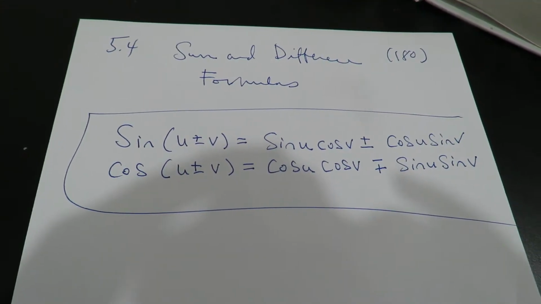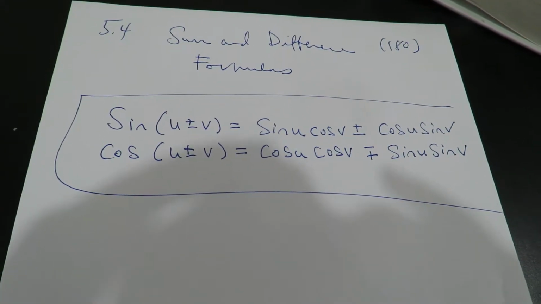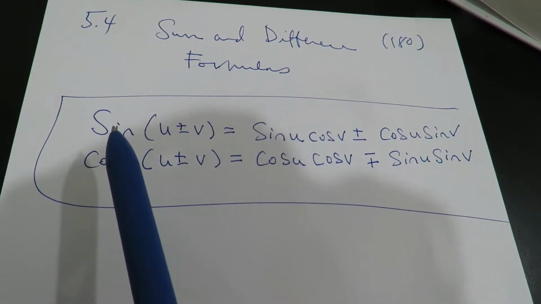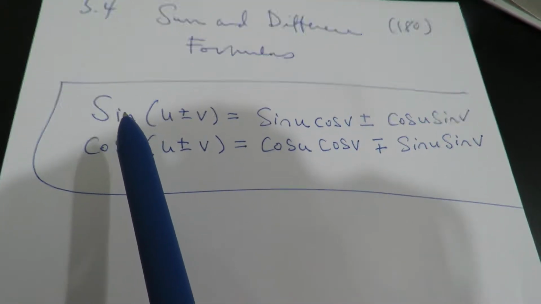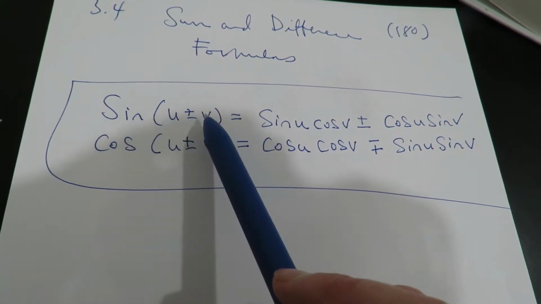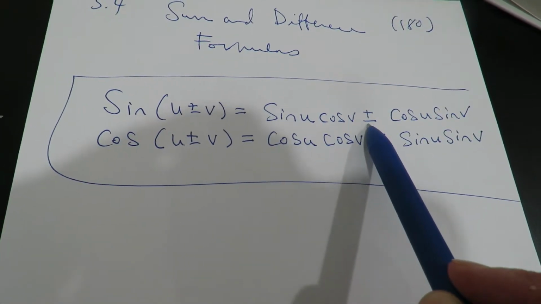Hi Pre-Calc, this is section 5.4, sum and difference formulas. These are the formulas right here. Just notice that if the sign is positive, the expansion is positive. If the sign is negative, the expansion is negative.